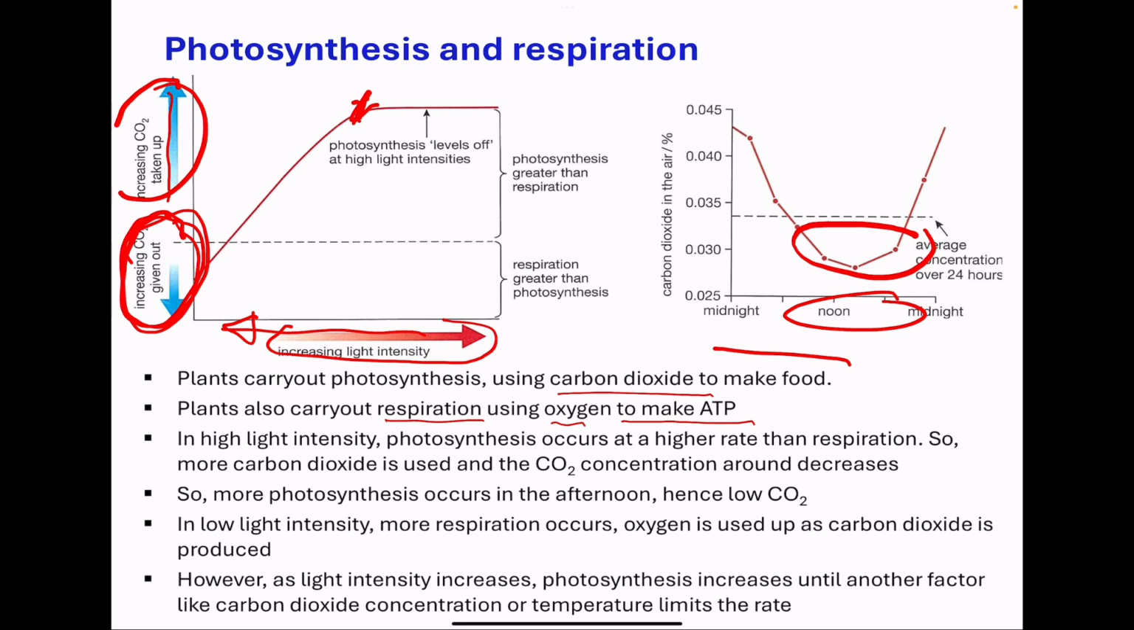So here, as we approach midnight, we see the carbon dioxide concentration in the air is going to increase because there is less light intensity, and therefore less photosynthesis takes place. More respiration is going to be taking place, and that's why the CO2 concentration is going to increase due to the carbon dioxide produced from respiration and less CO2 being used in photosynthesis.